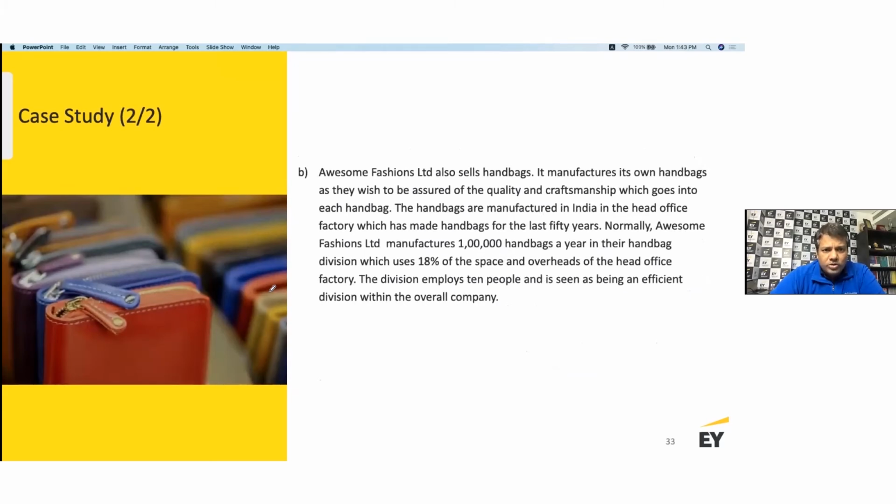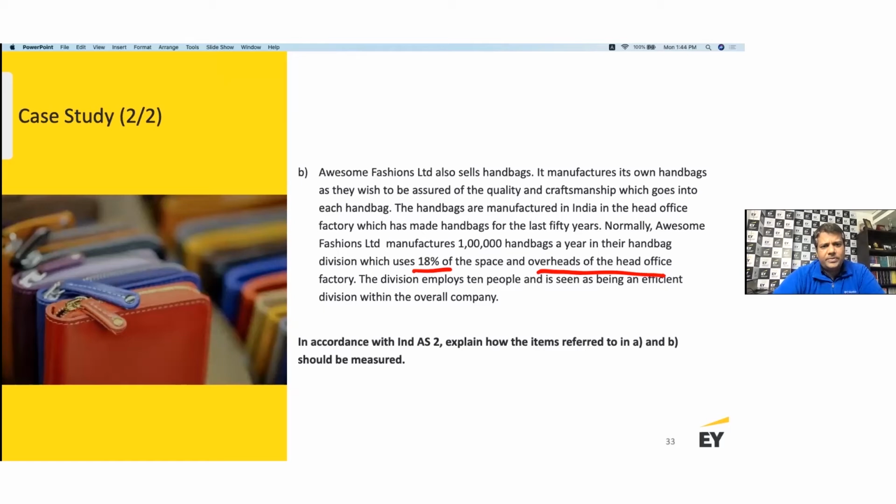There's another situation, B. Awesome Fashions Limited also sells handbags. It manufactures its own handbags as it wishes to be assured of the quality and craftsmanship which goes into each handbag. They are manufactured in an Indian factory, which has made handbags for the last 50 years. Normally, Awesome Fashions Limited manufactures 100,000 handbags a year in its handbag division, which uses 18% of the space and overheads of the head office factory. This division employs 10 people and is seen as an efficient division within the overall company. Now, in accordance with Ind AS 2, explain how the items referred to in A and B should be measured.